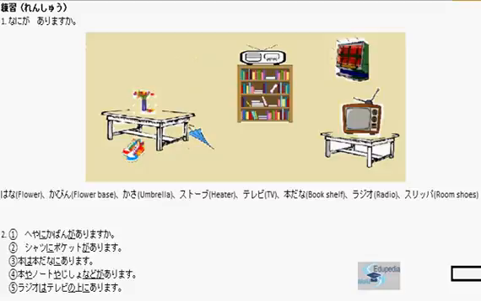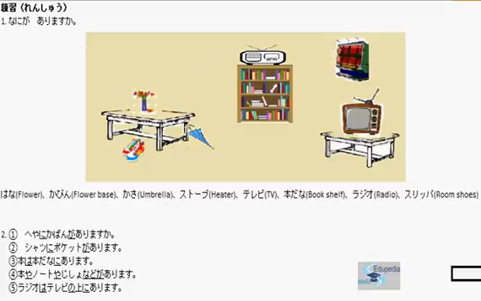There are answers available just below the photograph: hana, flower; kabin, flower vase; kasa, umbrella; heater; terebi, television; hondana, bookshelf; radio; and surippa, slippers. So when I'm asking you Nani ga arimasu ka, you have to say what is available in this photograph. There are multiple ways of answering this question.